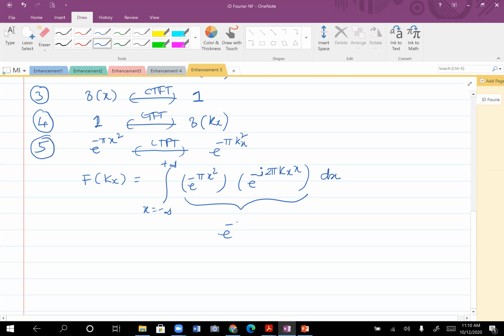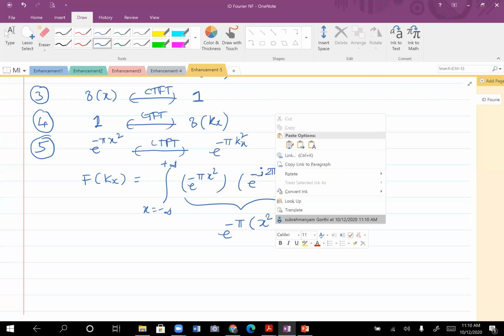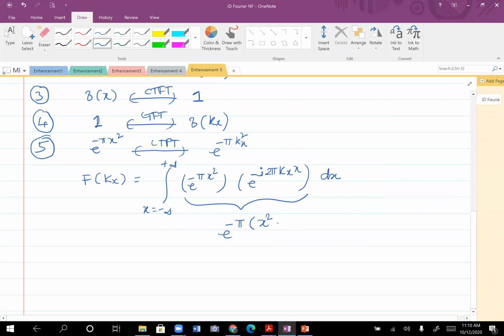e power minus, I can take pi also out. This would become x square. Then what will this be? x square plus j 2 kx x, right? Plus 2 times j kx subscript x into x. That's what it is going to be.